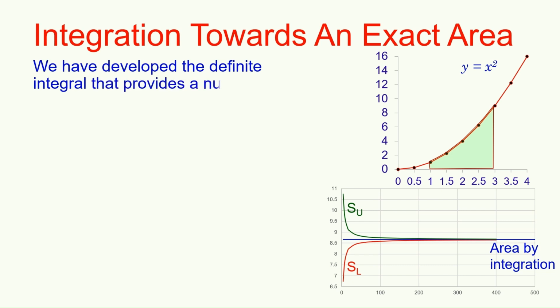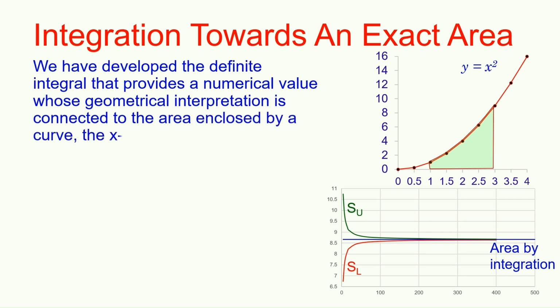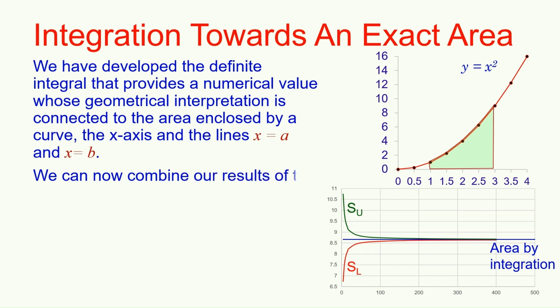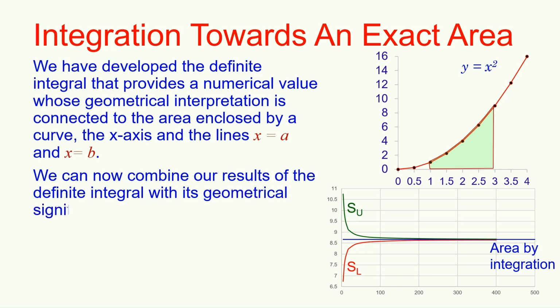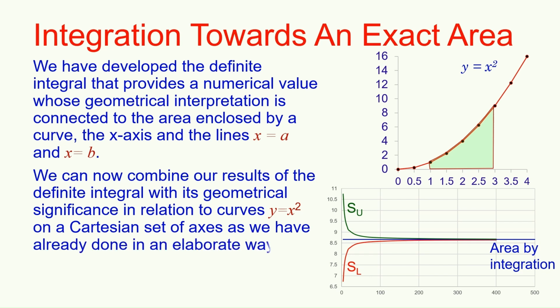We have developed the definite integral that provides a numerical value whose geometrical interpretation is connected to the area enclosed by a curve, the x-axis, and the lines x equals a and x equals b. We can now combine our results of the definite integral with its geometrical significance in relation to curves y equals x squared on a Cartesian set of axes. This we have already done in an elaborate way and depicted by a graph.